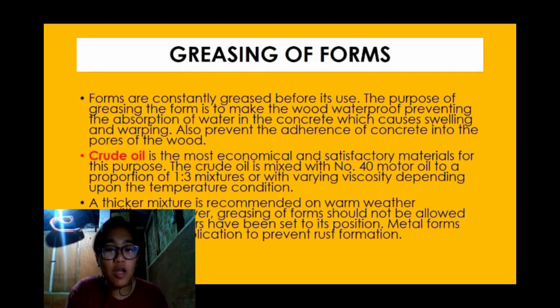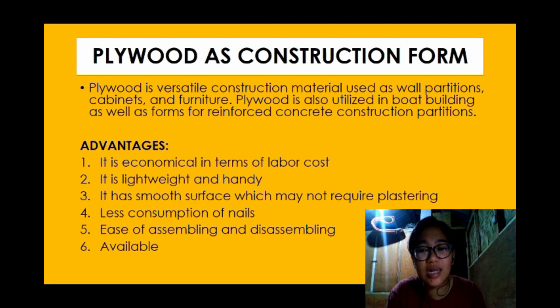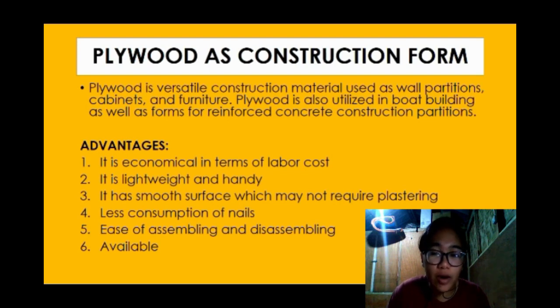So, for our forms, the commonly used material is plywood. Plywood is a versatile construction material used as wall partitions, cabinets, and furniture, but plywood could also be used as a form for reinforced concrete construction. So, its advantages: it is very economical in terms of labor cost. It is lightweight and handy. It has a smooth surface which may not require plastering. Less consumption of nails. Ease of assembling and disassembling, and it is always available.